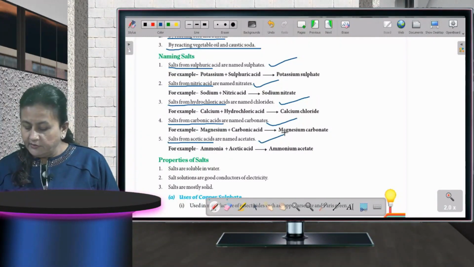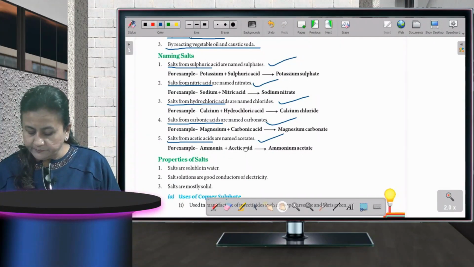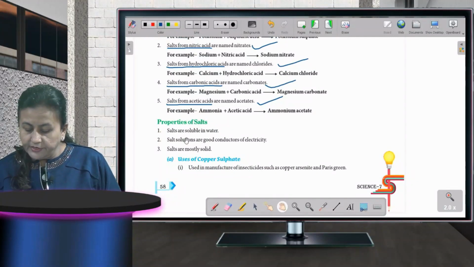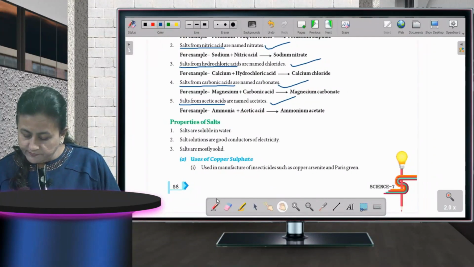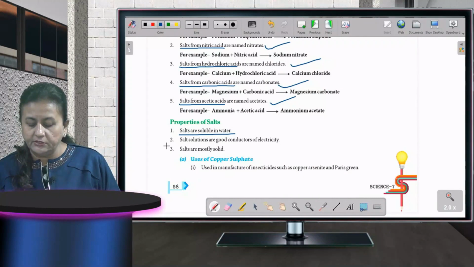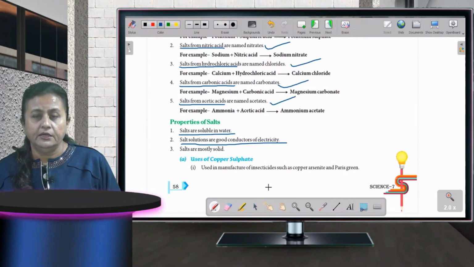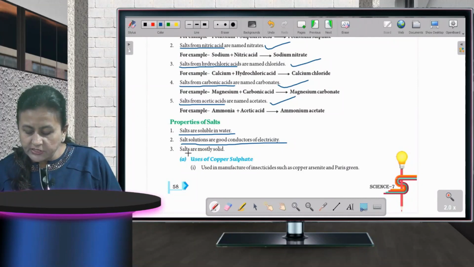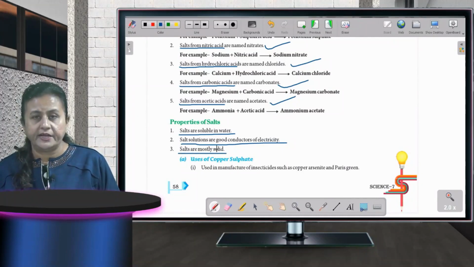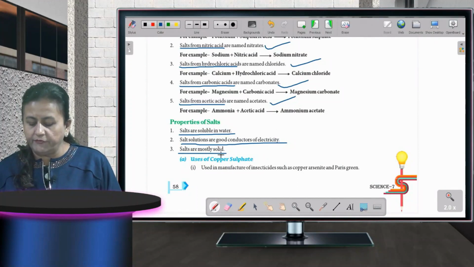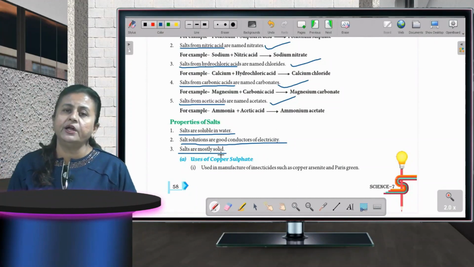Fine children. Then what are the properties of salt? First is salts are soluble in water. Salt solutions are good conductors of electricity. Okay, then salts are mostly solid. Fine children. Then what different salts have been given to you, and what are they used for?